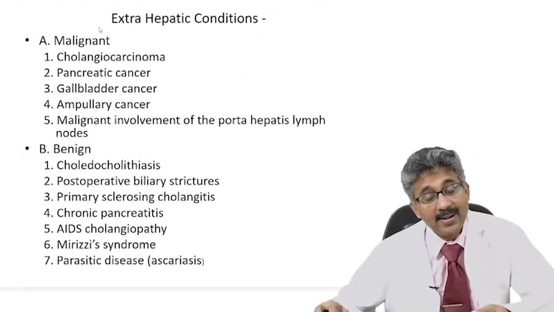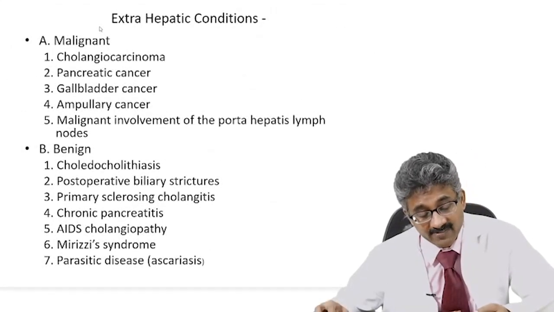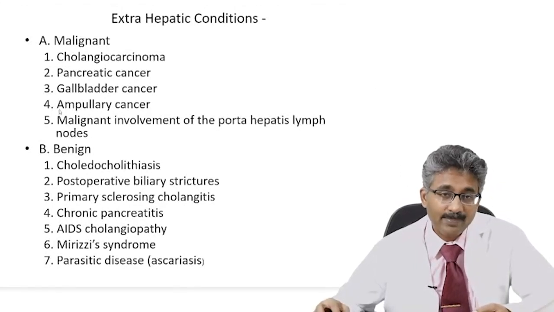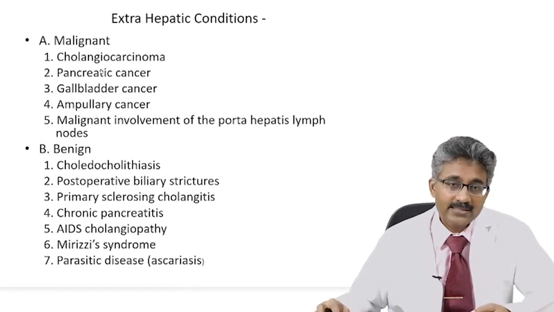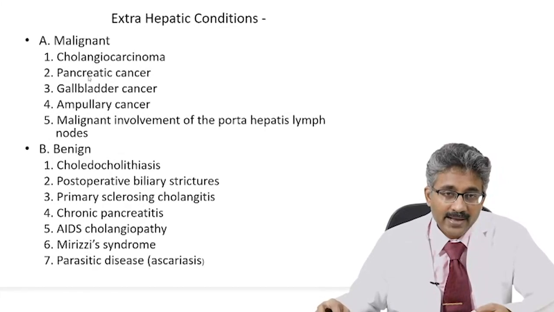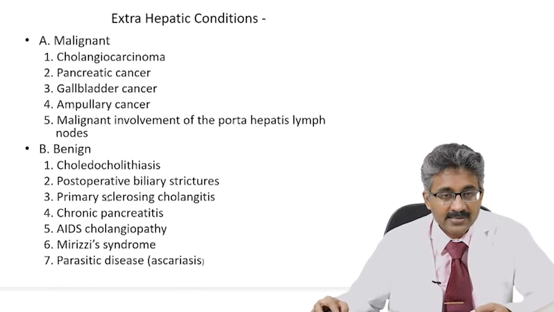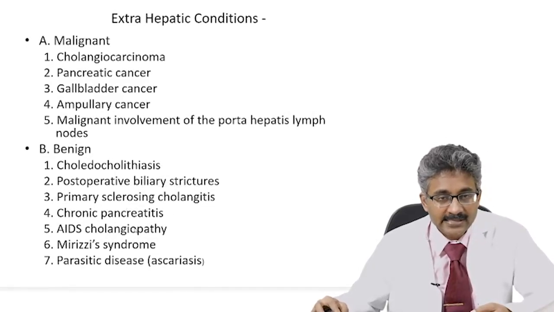So, which are the extrahepatic cholestasis? Outside the liver, where biliary radicals are dilated, usually classified under malignant and benign conditions. So, malignant are cholangiocarcinoma, pancreatic carcinoma, gallbladder carcinoma, periampullary carcinoma, and malignant involvement of the porta hepatis lymph nodes. Benign: cholelithiasis, postoperative biliary strictures, primary sclerosing cholangitis, chronic pancreatitis, AIDS cholangiopathy, Mirizzi's syndrome.